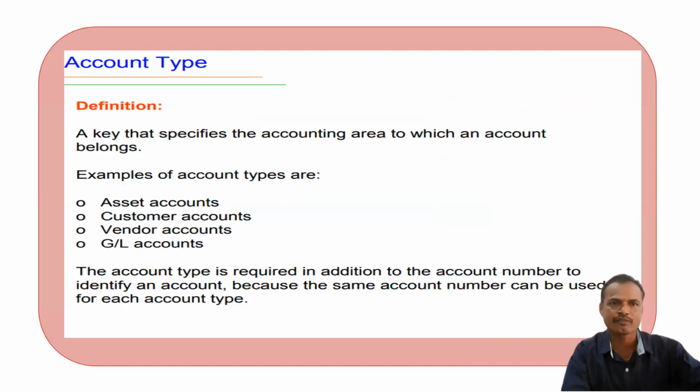And account types. We have multiple account types in the SAP standard system, like the key that specifies the accounting area to which an account belongs. Examples of account types are asset accounting, customer accounts, vendor accounts, and GL accounts. Since we are in SAP ERP accounting, it means accounts payable and accounts receivable. Accounts payable will come under vendor accounts. Accounts receivable comes under customer accounts, and general ledger accounts come under general ledger accounts. Asset accounts come under asset accounts.